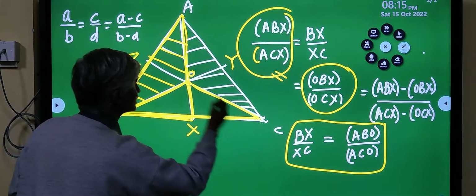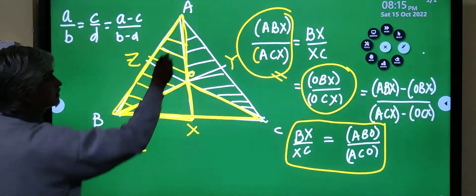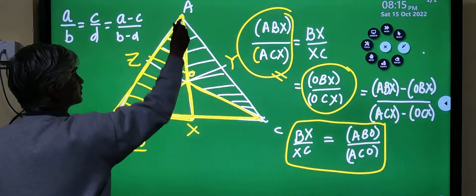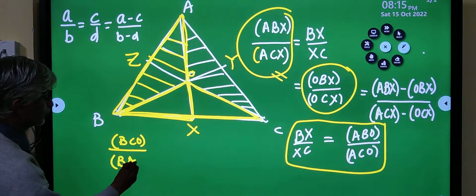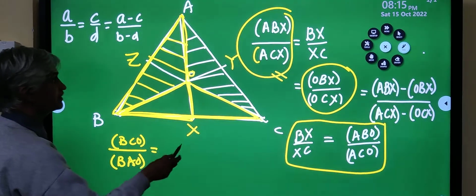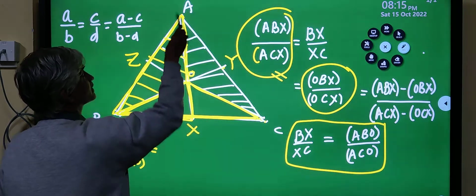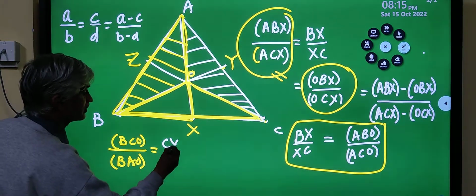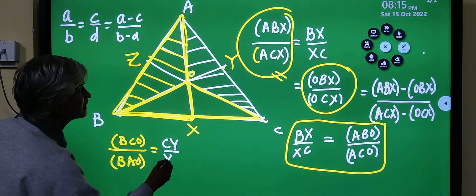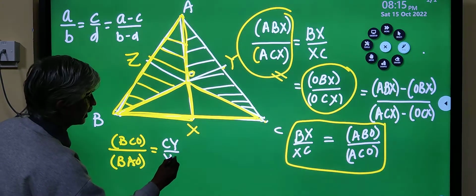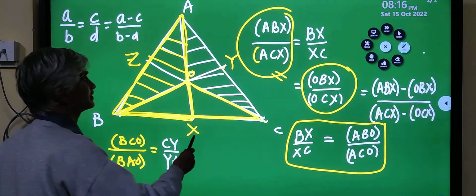Area of BCO divided by the area towards its left, which is area of BAO, is obviously equal to, by symmetry, CY divided by CA. And you can see how we are getting inching closer to Ceva's theorem quite easily. CY divided by YA. And we can write down the next relationship as well.